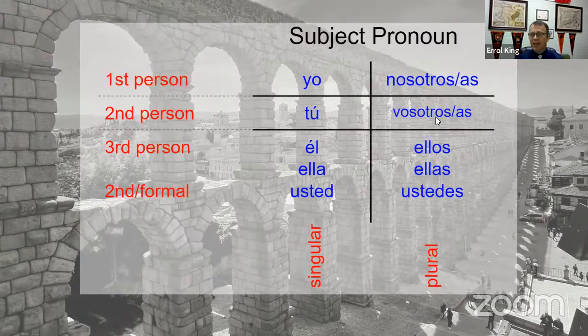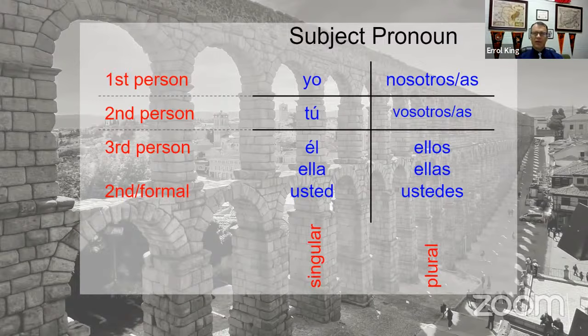Vosotros, if we go back to that, it's actually only used in Spain. We don't use it in Latin America. It's only used in Spain. So it is informal in Spain, something you might use with your friends or something. But the ustedes form is formal in Spain. Now in Latin America, since they don't use vosotros, they use ustedes for both formal and informal situations.